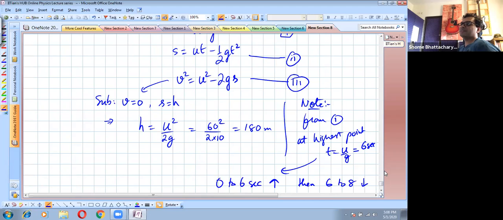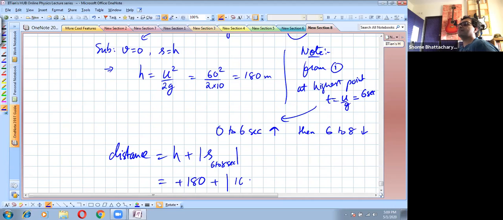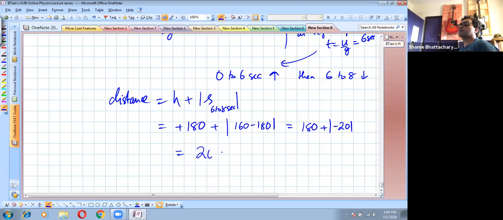So that's why the total distance traveled, we can write as h plus the magnitude of displacement from 6 to 8 seconds. This is 180, whereas the displacement from here to here is actually 160 minus 180. So that displacement is minus 20, but it will come with a mod sign. So it will be plus mod of minus 20. So it's going to be 200 meters. This will be the total distance traveled.